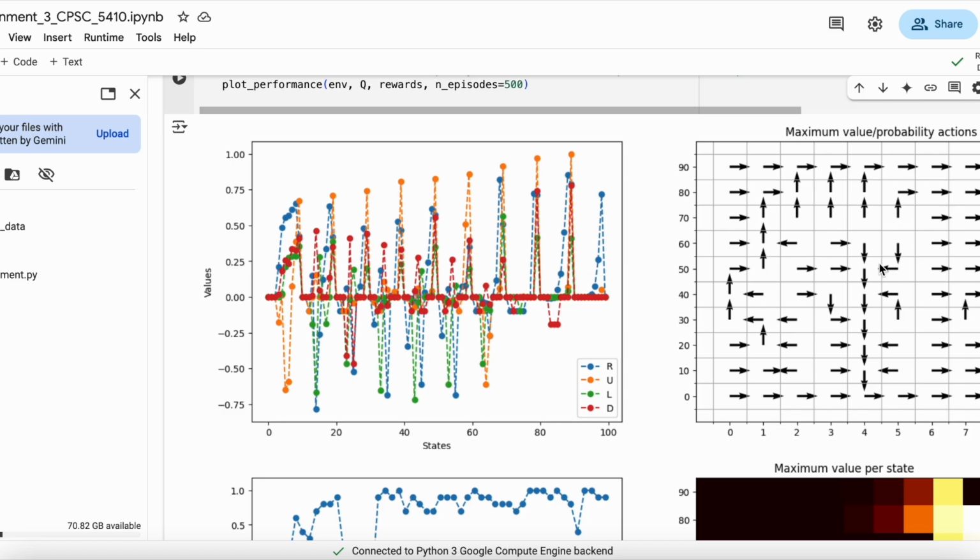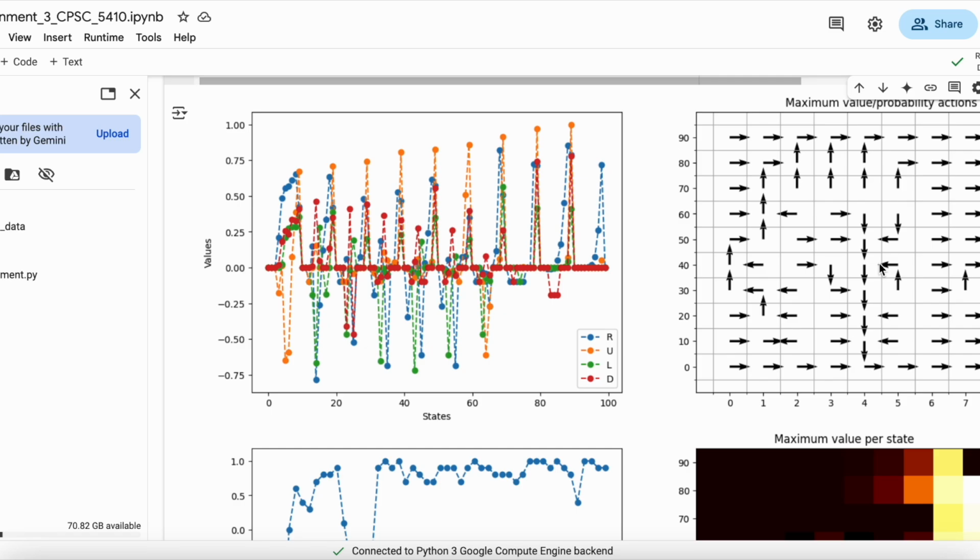This top right graph simply shows the grid layout of Quentin's world. It visually summarizes the agent's decision-making policy after training. Each arrow shows the best action from that specific state. Over time, the agent learns how to move around without hitting the red walls, and eventually gets to the yellow target, the yellow state.